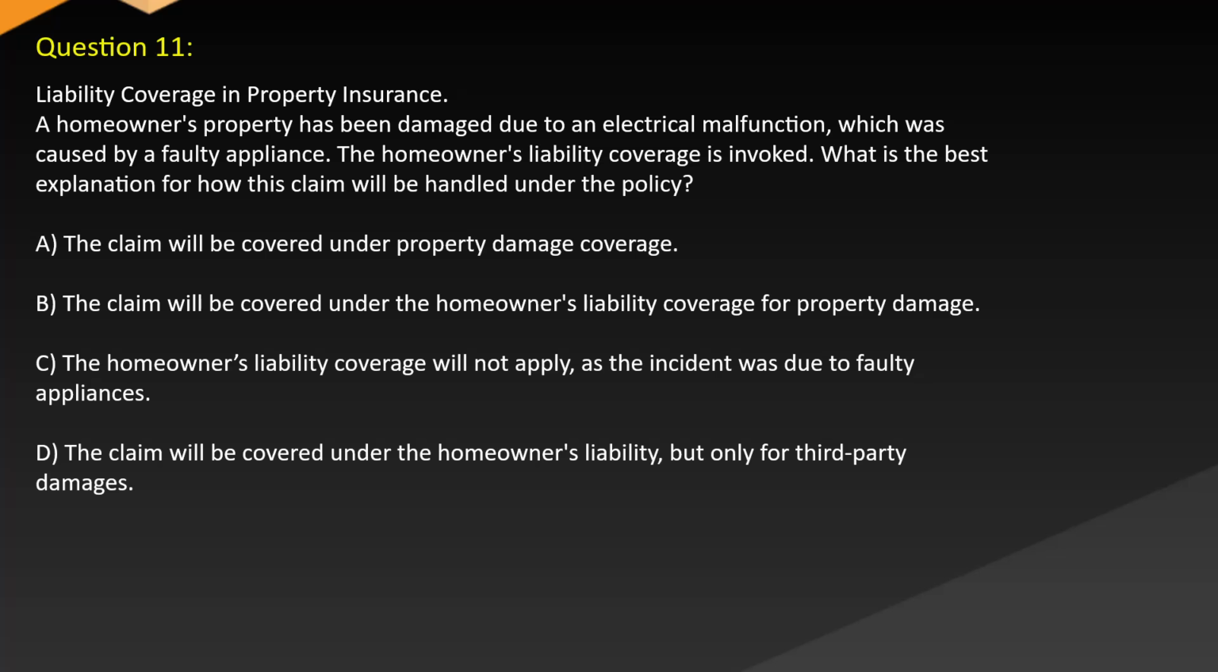Question 11. Liability coverage in property insurance. A homeowner's property has been damaged due to an electrical malfunction which was caused by a faulty appliance. The homeowner's liability coverage is invoked. What is the best explanation for how this claim will be handled under the policy?